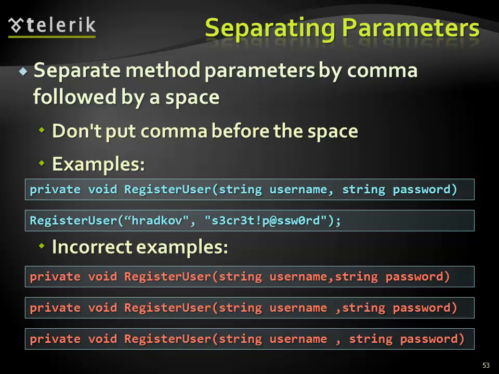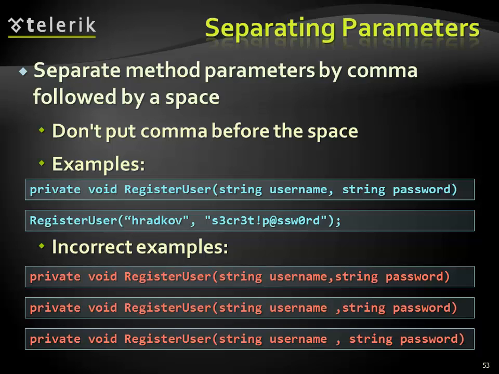Method parameters should be separated by a comma, and it's best if it is followed by a space. Don't try to put a space before the comma. Try to do it as in the example with the blue code, and try not to do it like in the red examples, which are incorrect.